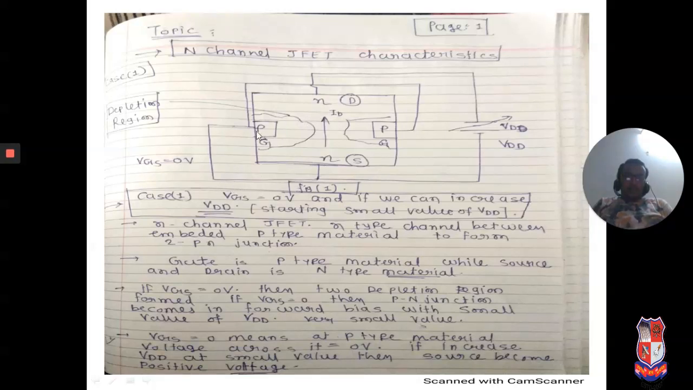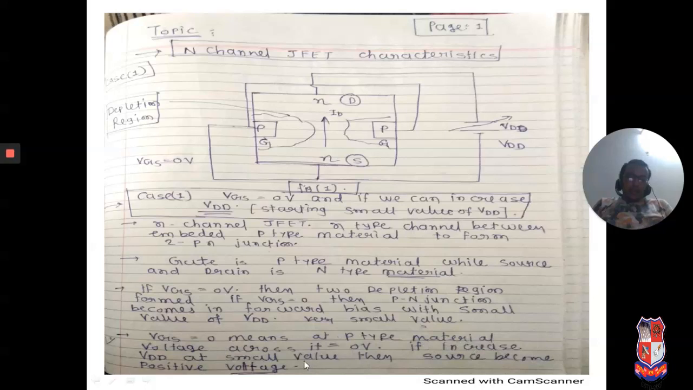Then this is first PN junction. This is another PN junction. Two PN junctions can be developed. Read my words very carefully. If VGS equal to 0 volt, then two depletion regions are formed. If VGS equal to 0, then PN junction becomes forward biased with small value of VDD, very small value. If we apply the very small value, then here we can get first PN junction in terms of forward bias voltage. Now VGS equal to 0 means what? At P-type material, voltage across is 0 volt. Obviously here 0 volt is present.